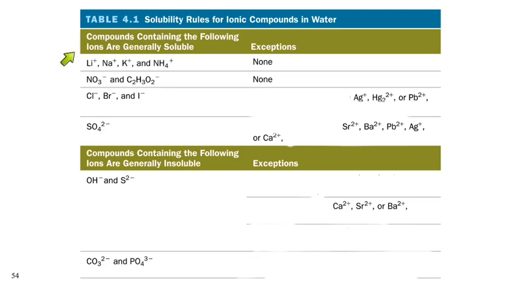Start at the top. If you've got one of these ions, it's soluble. Don't look any further. If you have to get all the way down here to phosphate, that means you didn't have one of these, and it's going to be insoluble. Okay?